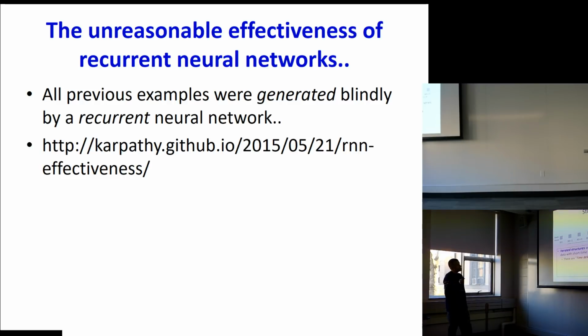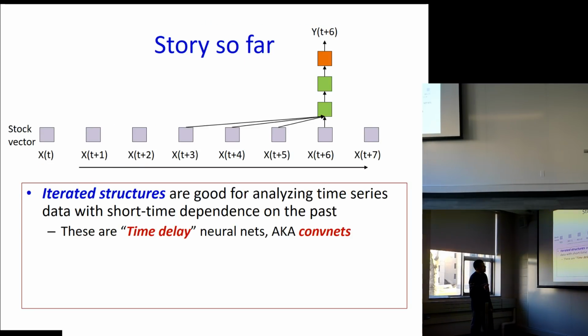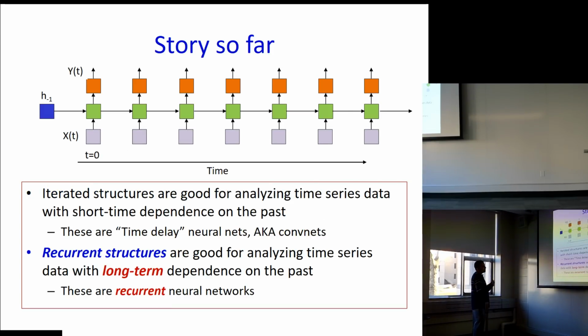Now, the story so far, we saw that iterated structures are good for analyzing time series data with short time dependency on the past. So these are time delay neural networks or convolutional neural networks. It's convolutional if you're actually looking across all dimensions. If you're looking only across time, if you're looking at time series data, these are just time delay neural networks. Now, we saw that recurrent structures are good for analyzing time series data with long-term dependencies in the past. Iterated structures are good for looking at the past n instances, where n might be a relatively small number.